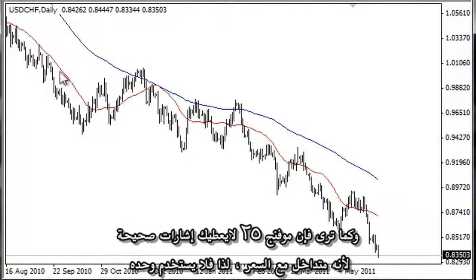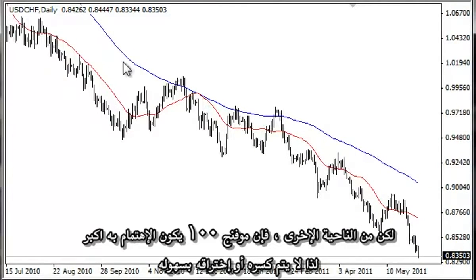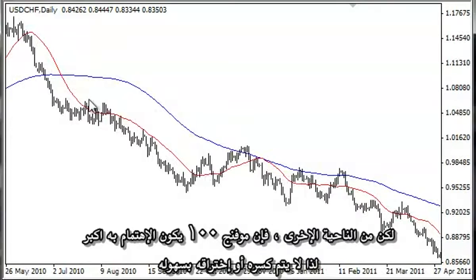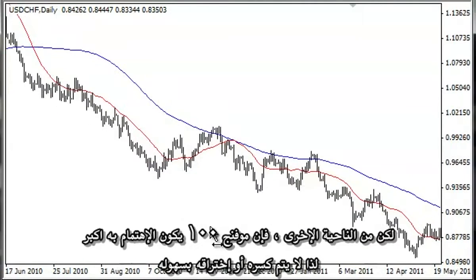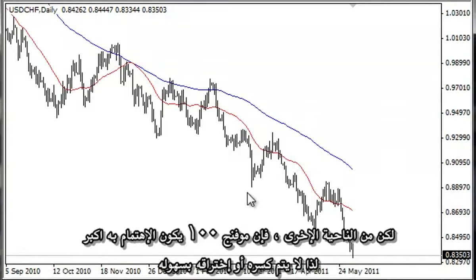As you can see, the shorter moving average tends to get chopped up a little bit if you were to just use it on its own. The price goes in and out of the 25, above and below it pretty quick. But the 100, on the other hand, takes much more information into account, and therefore takes a lot more to be broken, much less crossed over.